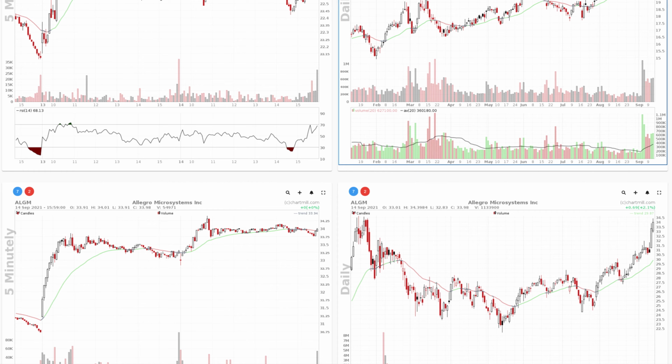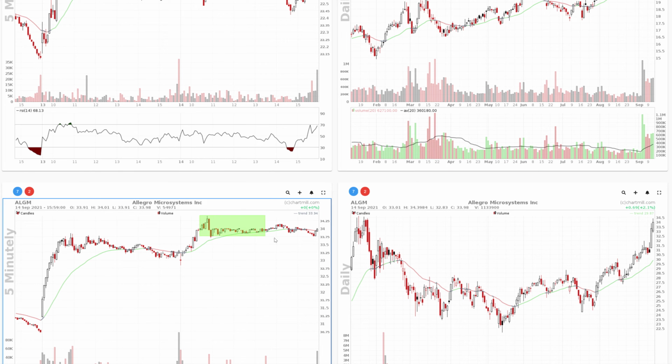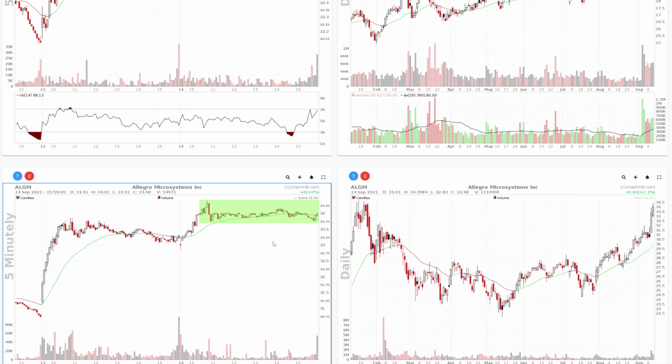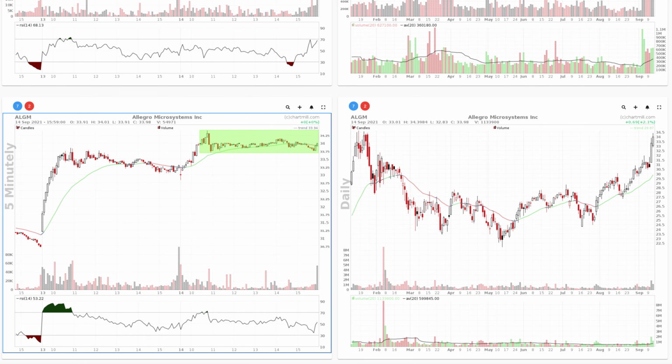ALGM is showing the same pattern as DEC. The levels to keep an eye on are 34.4 on the upside and 33.7 on the downside.